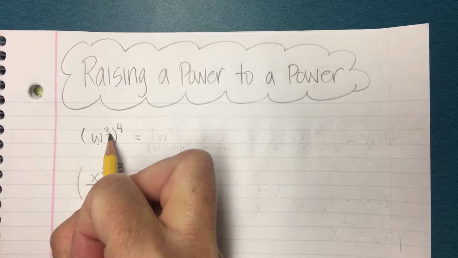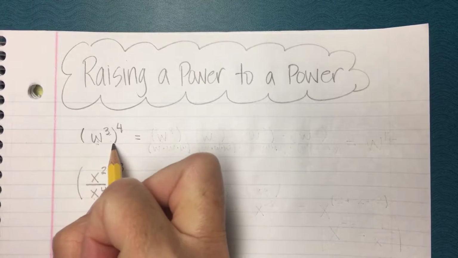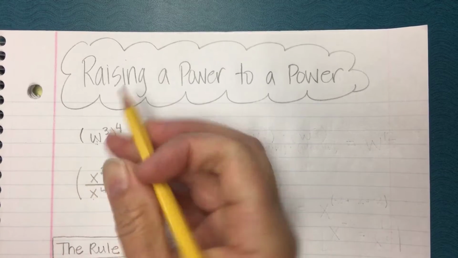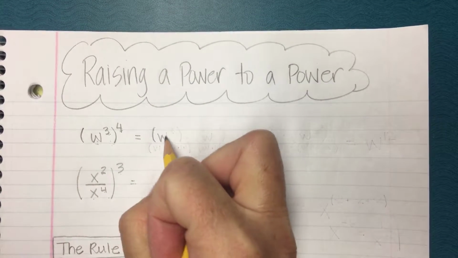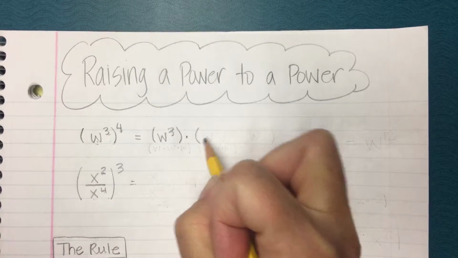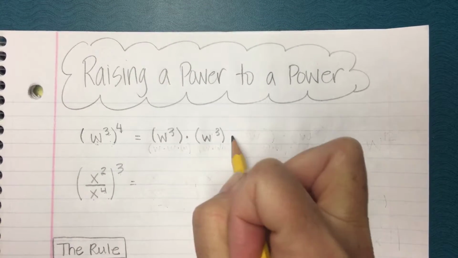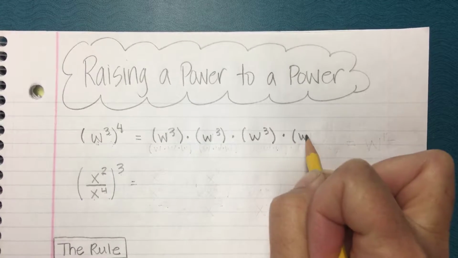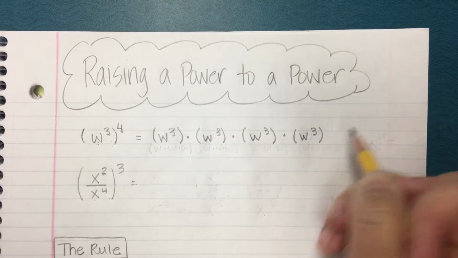Notice that I have w to the third as my term, and I need to multiply that by itself 4 times. So I'm going to expand that to write that. So I have w to the third. Now I need to multiply that by itself 4 times. W to the third times W to the third times W to the third.